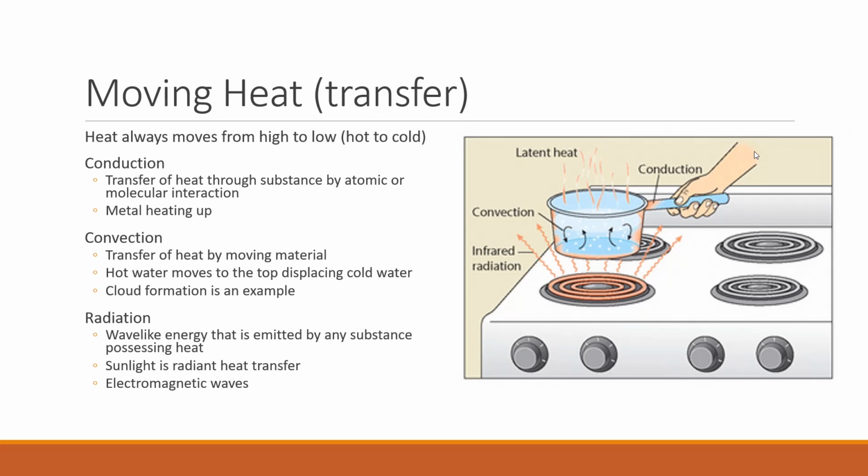The final one is radiation. This is wave-like energy that's emitted by any substance that has heat. We actually emit radiation as well. Sunlight is radiant heat transfer. Electromagnetic waves are radiant heat transfer. This is the energy that's coming off the hot burner. We can see the color changing, and we can actually feel the energy coming off if we get close to it.